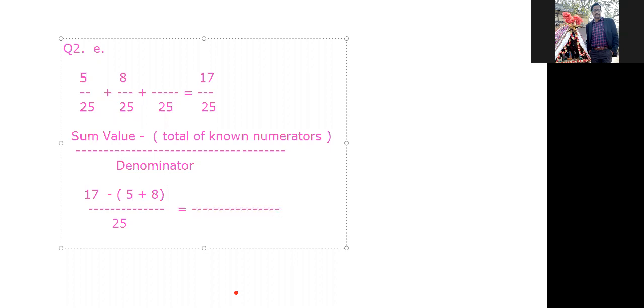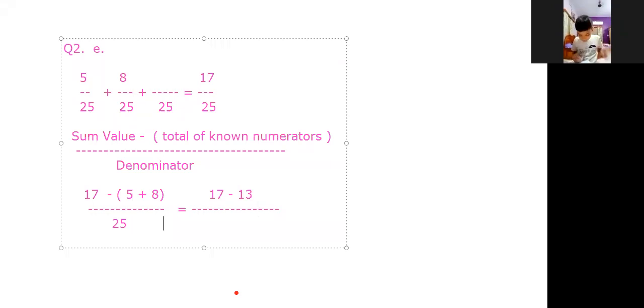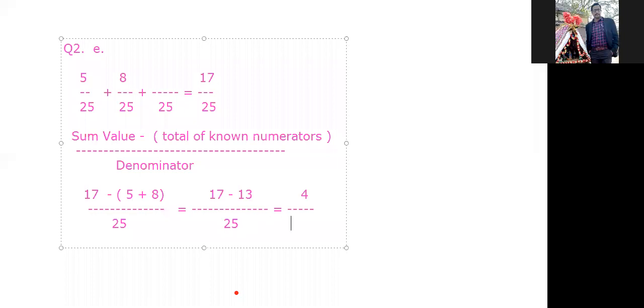Everybody watch carefully how I am finding the answers. 17 minus 13. Why is it written 13? Because 8 plus 5 is how much? 13. Okay, and the denominator is 25. Now how will we get the result? Equal to how much is it? 4 by 25, right?